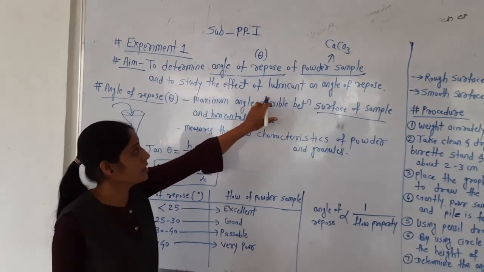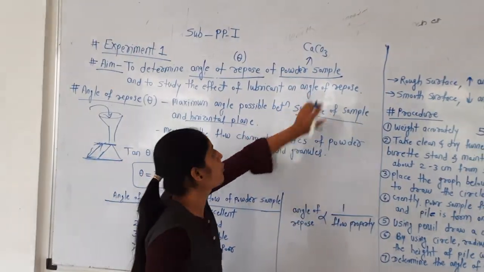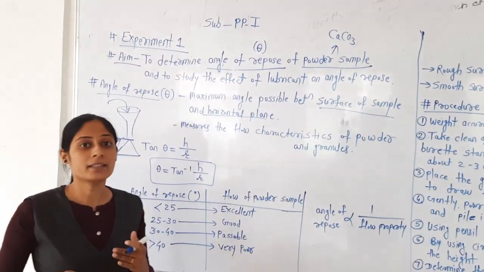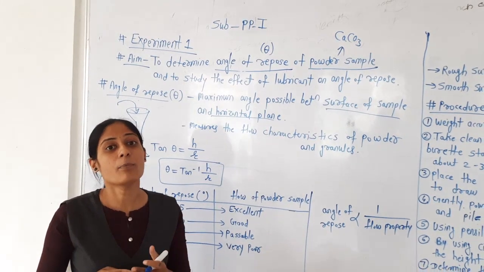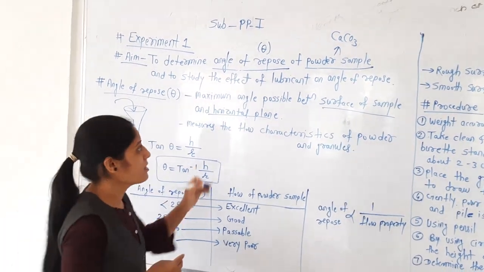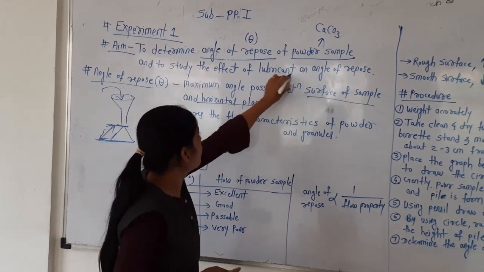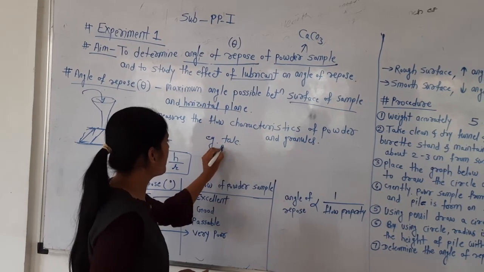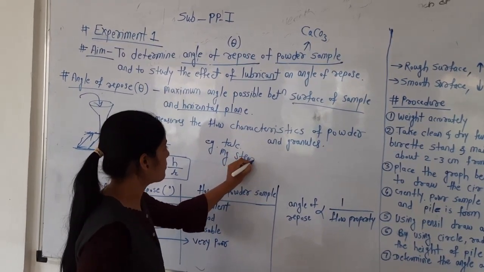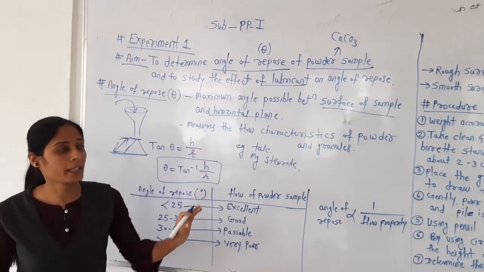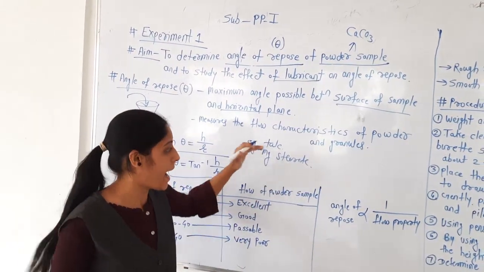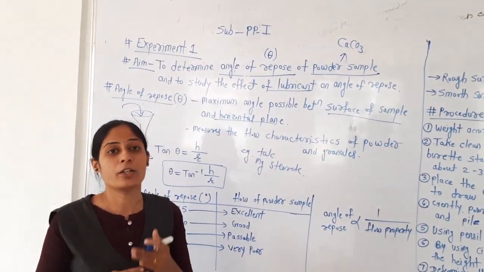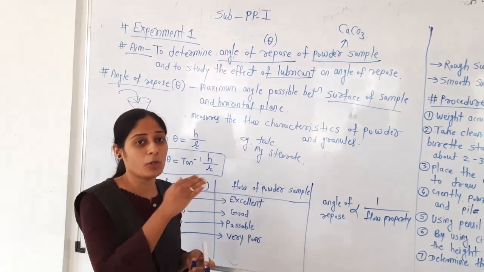Second concept, we have to determine the effect of lubricant on angle of repose. After we add the lubricant to the powder sample, the lubricants improve the flow property of the powder sample. So what are lubricants? Examples of lubricants are talc and magnesium stearate. When we add talc powder or magnesium stearate powder to calcium carbonate, it increases the flow property of the powder sample. And why is flow property important?